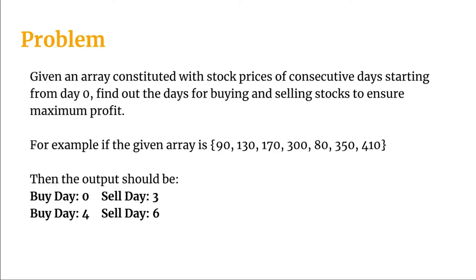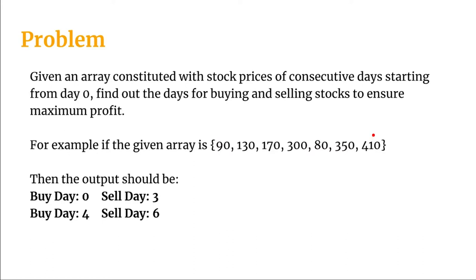It says, given an array constituted with stock prices of consecutive days starting from day zero, find out the days for buying and selling stocks to ensure maximum profit. So let's take an example of this array, where the array elements are 90, 130, 170, 300, 80, 350 and 410. So these all are the stock prices of consecutive days starting from day 0, then day 1, day 2, day 3 and like that day 6.